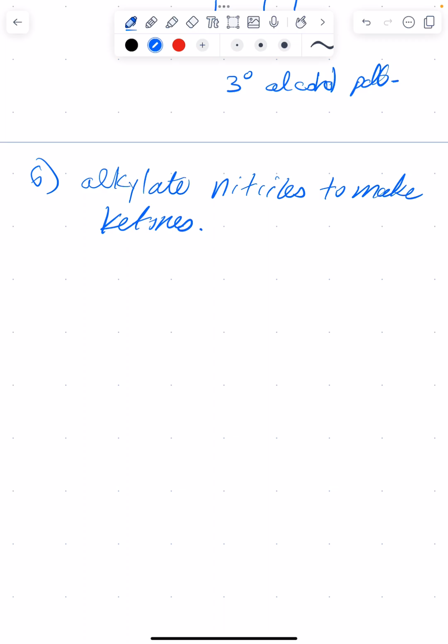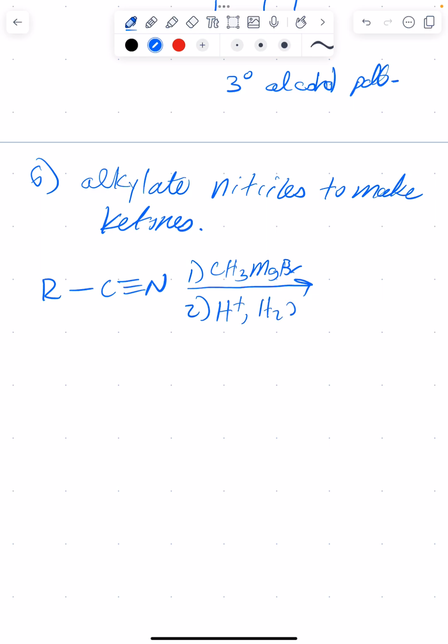So this is similar to the DIBAL reduction in that it's going to allow us to stop at the ketone or aldehyde oxidation state without moving forward and adding another nucleophile to make alcohols. So here's what that reaction looks like. If I take a nitrile, and it doesn't really matter what the carbon group attached to that nitrile is, if I react that material with, let's say, a Grignard reagent like methyl magnesium bromide, and then I follow that reaction up with acid and water, what I will make actually is the ketone product.